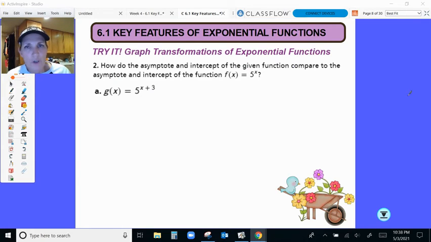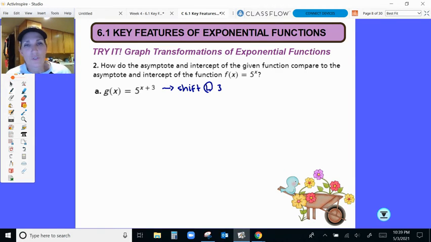So how do the asymptote and intercept of the given function compare to the asymptote and intercept of f(x) = 5^x? Notice that this time it's with the x, so this means it's going to be a left and right shift. In this case, it's going to be shifting left. I'm going to be shifting left 3, right?